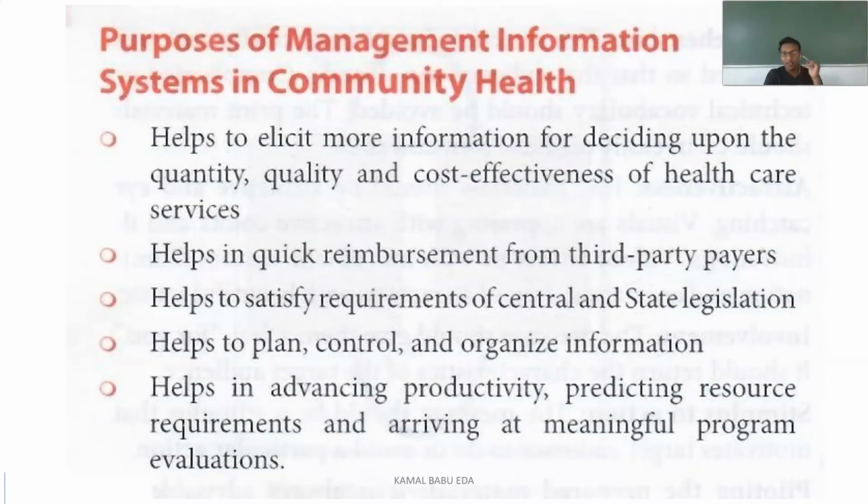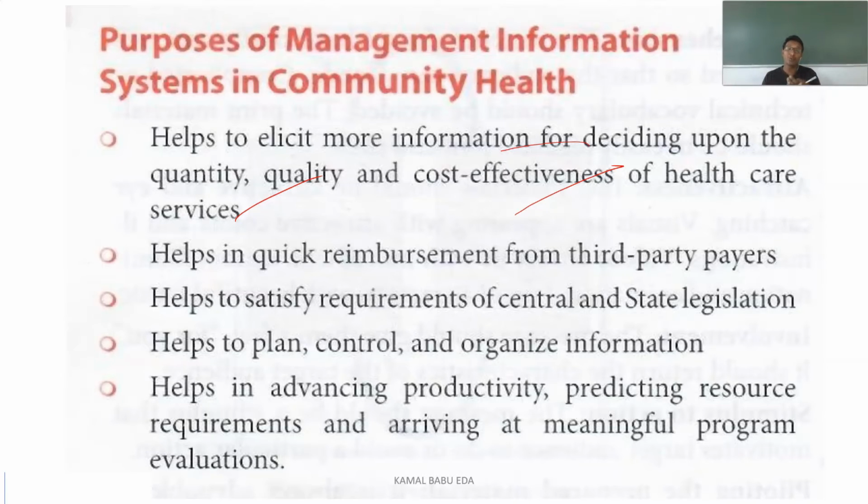So what is the purpose here? The purpose of information systems in community health is that they are useful for eliciting more information for deciding upon the quantity, quality and cost effectiveness of healthcare services. The data helps us decide how much quantity needs to be given and what quality has to be maintained. Quantity is based on the number required, and quality means how many health personnel there are, whether the needs of the community or the particular patient are being met, and what the cost effectiveness is, that is, how much budget can be kept.